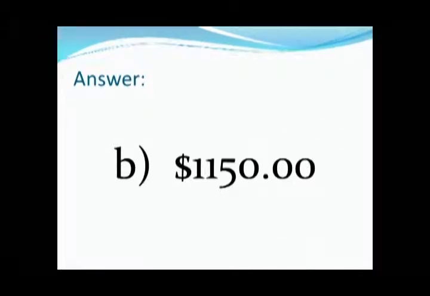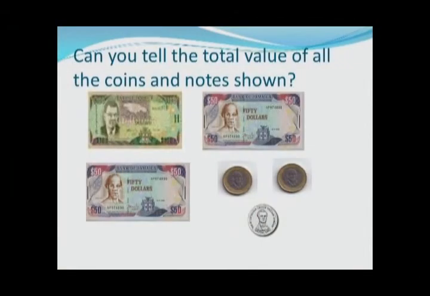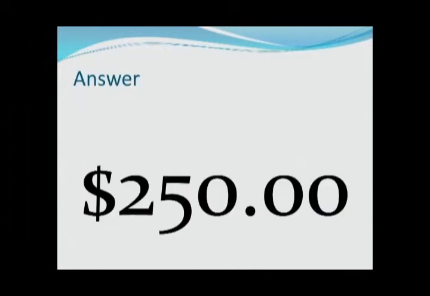B is showing us $1,150. We're now going to look at some notes and coins and tell the total value of the ones shown here. Let's look at them. There is a $100 note, two $50 notes, two $20 coins, and a $10 coin. What is the total value of all the coins and notes shown here? Did you say $250? Then you are correct.